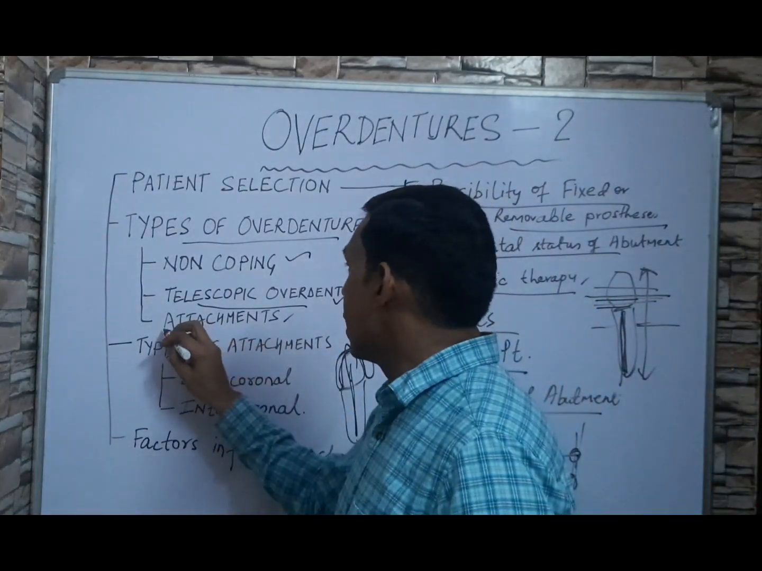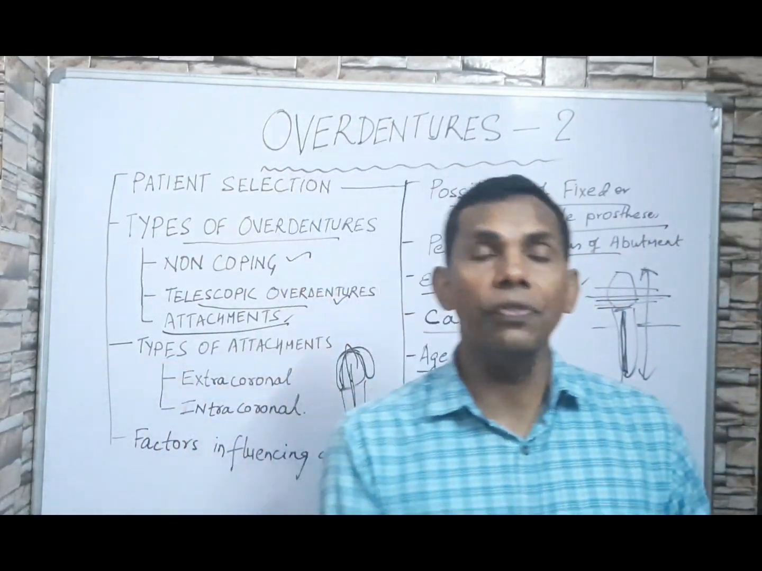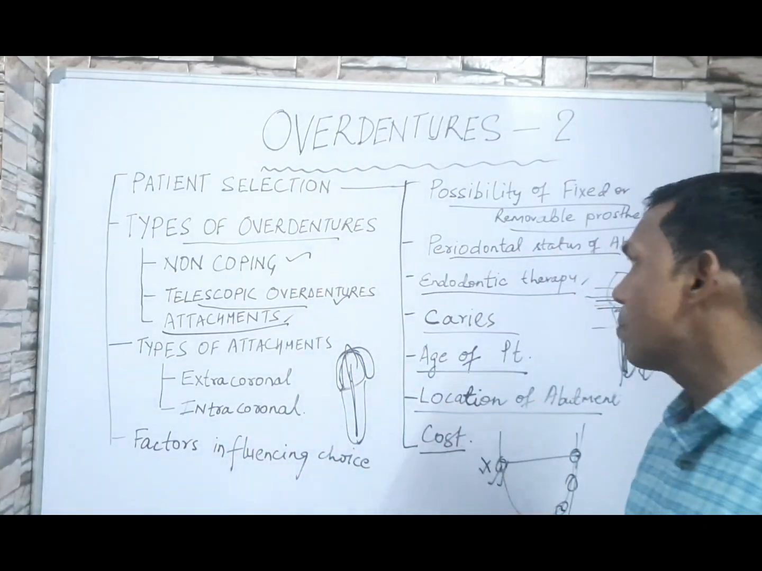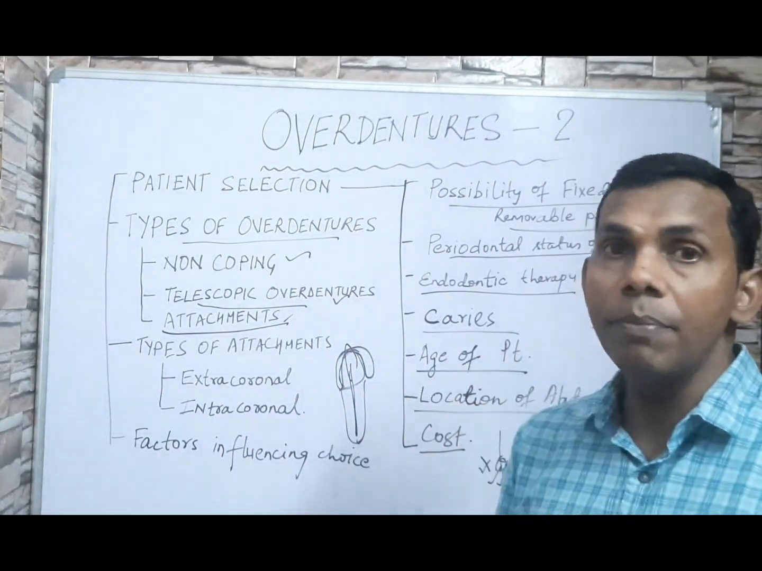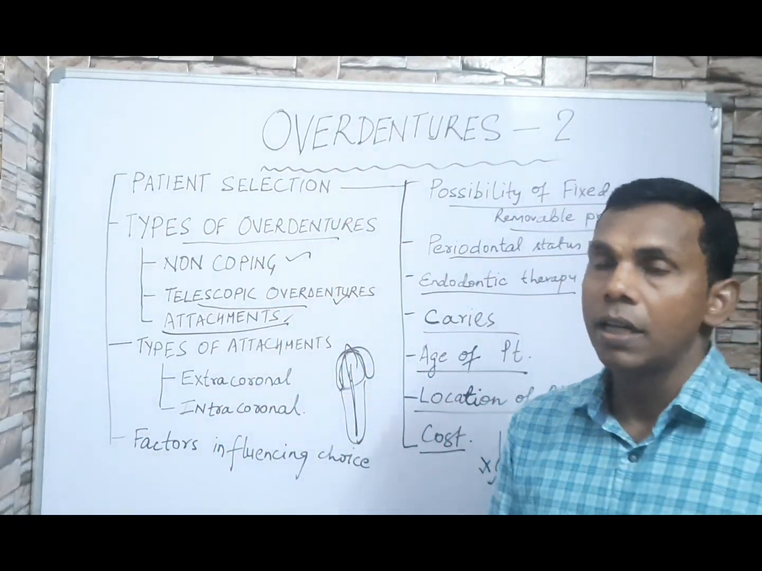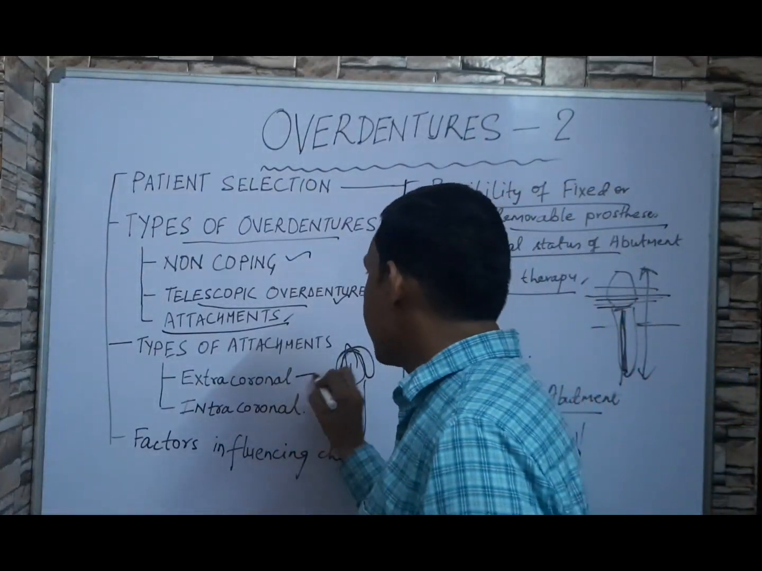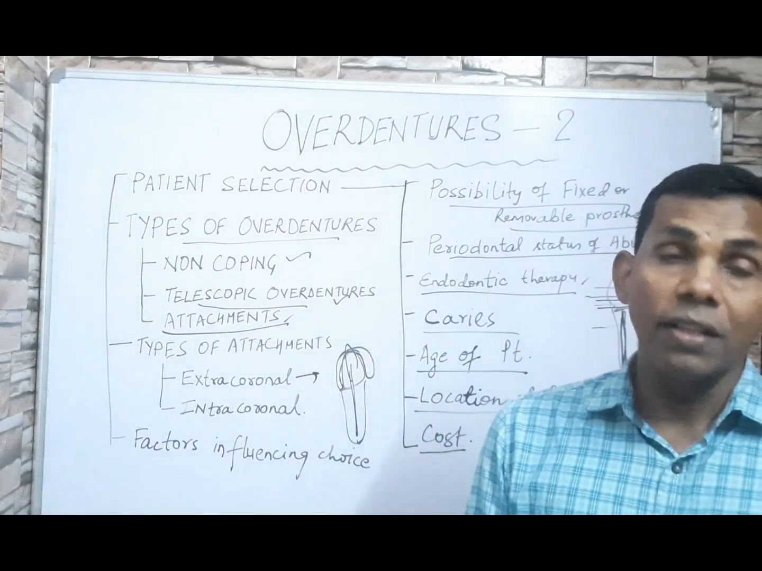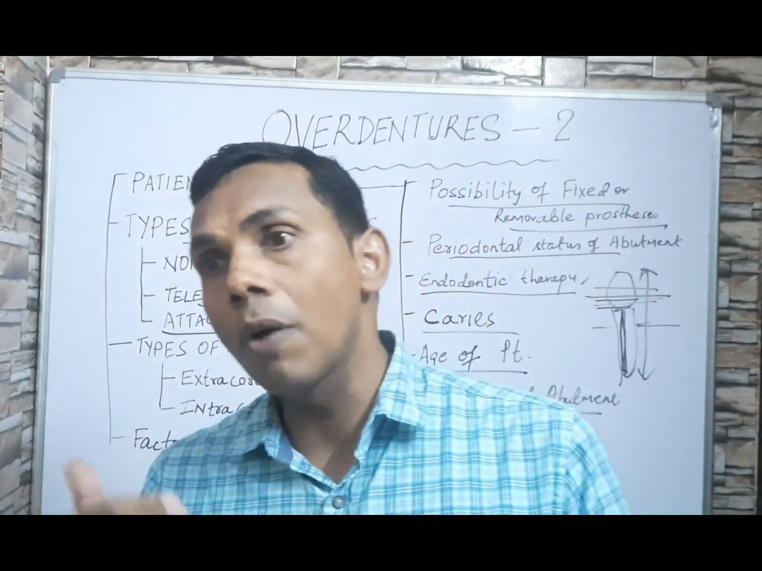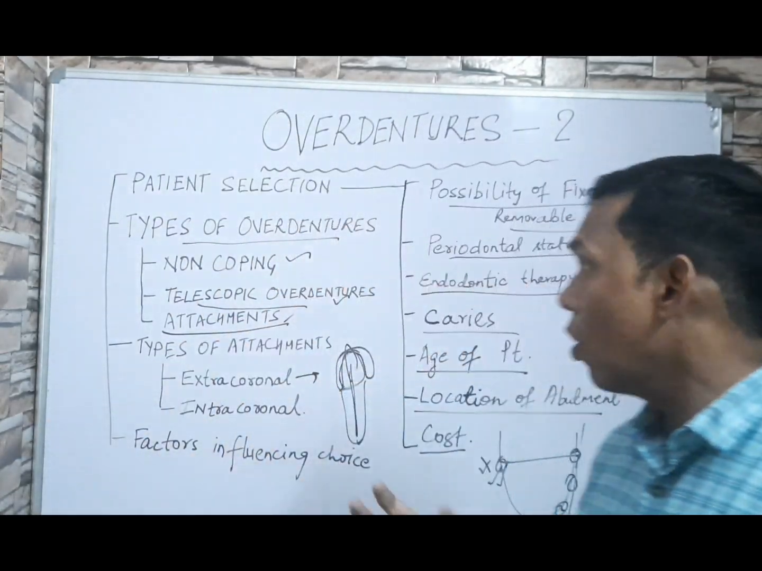Next is attachments. Attachments are used in order to improve the retention and stability of the prosthesis. Now this attachment can be extracoronal, or it can be an intracoronal attachment. Extracoronal attachments are basically those attachments which derive support and retention from the contours of the tooth from outwards, not within the confines.